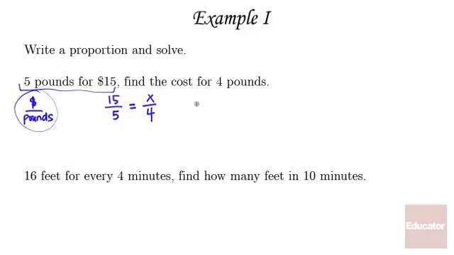Now again, you can solve this two ways. You can find the equivalent ratio. So I'm going to simplify this. This is going to become, divide this by 5, right? So 15 divided by 5 is going to be 3. 5 divided by 5 is going to be 1. So there is my equivalent fraction.